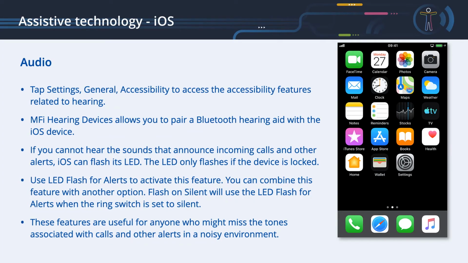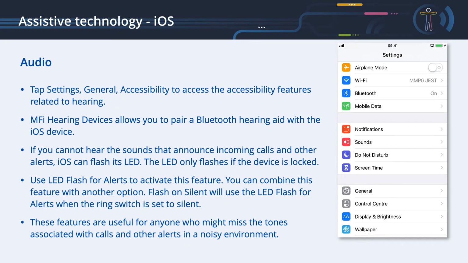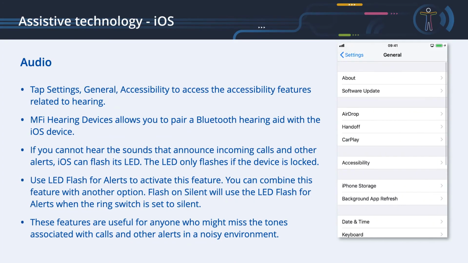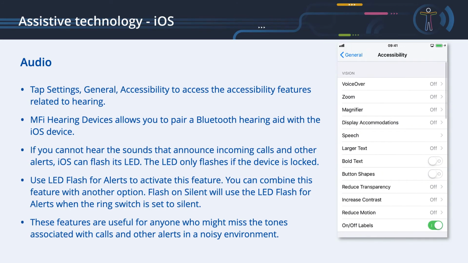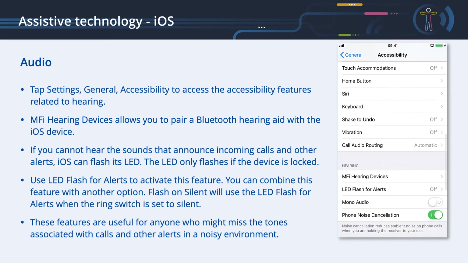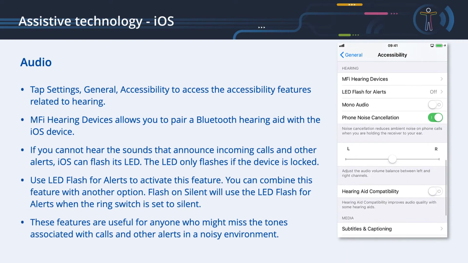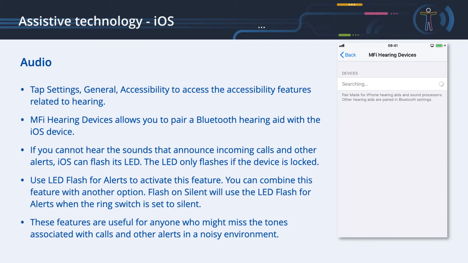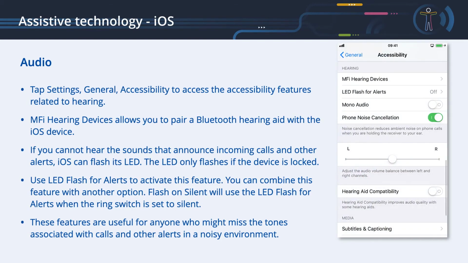Tap Settings, General, Accessibility to access the accessibility features related to hearing. We can find them by scrolling down. The first menu item, MFI hearing devices, allows you to pair a Bluetooth hearing aid with the iOS device. The pairing procedure is similar to the one with any other Bluetooth device, for example, a Bluetooth speaker.